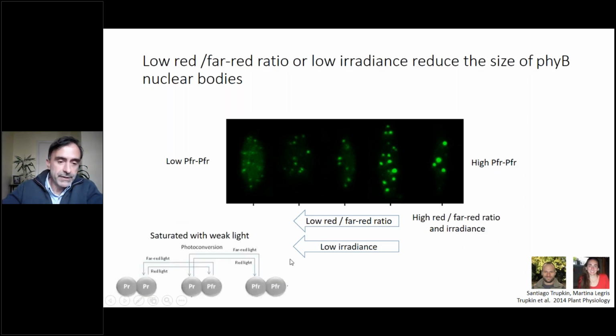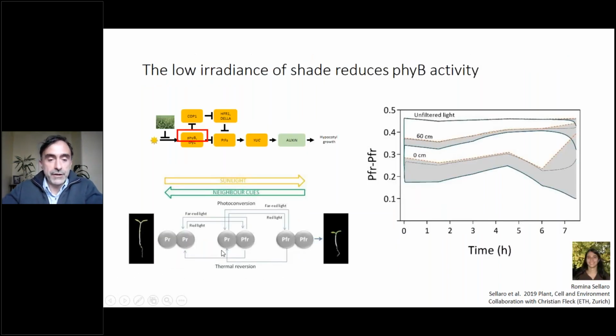Well, of course, you know that these are light-mediated reactions, but they cannot account for this irradiance dependency. And the reason for that is that we know that you need very little light here to reach the photoequilibrium, the proportion of PFR. So there has to be something else. Well, that something else is thermal reversion. Thermal reversion is the spontaneous reversion or destabilization of PFR, which goes back to PR.